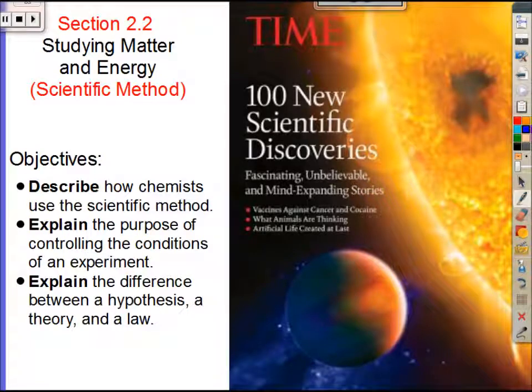This is Mrs. Schroeder. We're going to begin talking about Section 2 today in Chapter 2 about the scientific method, focusing on what the scientific method is and explain the difference between a hypothesis and law. In class we're going to talk a lot more about how experiments are set up, how to control conditions. We'll be spending more time in class with that.